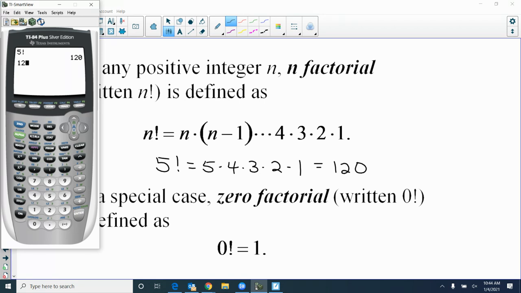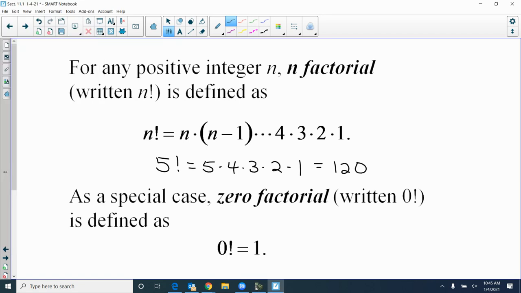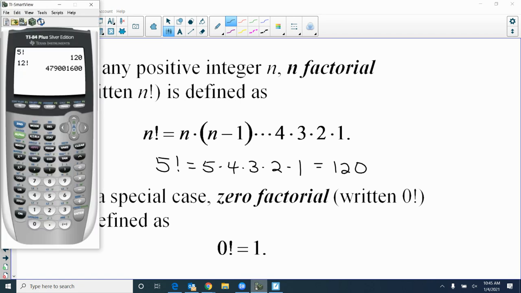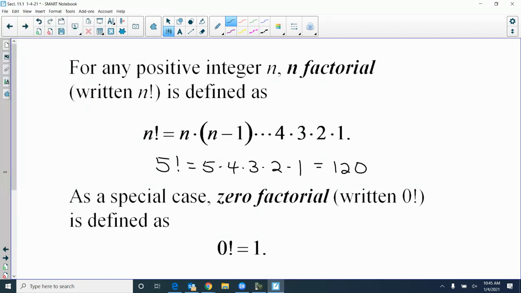These numbers get really big really quick. If you do 12 factorial, that's 479 million. Like I said, they get real big real quick. Used a lot in probability and statistics. Special case, 0 factorial equals 1. 0, math, 4, factorial equals 1. That doesn't seem to make sense, because you're saying, how does that work if it's defined as that? We have to define that because it comes up in situations where you need it to equal 1.